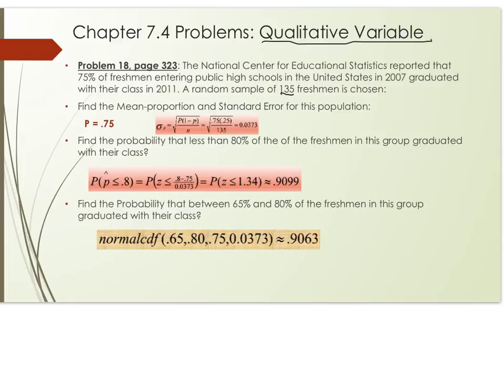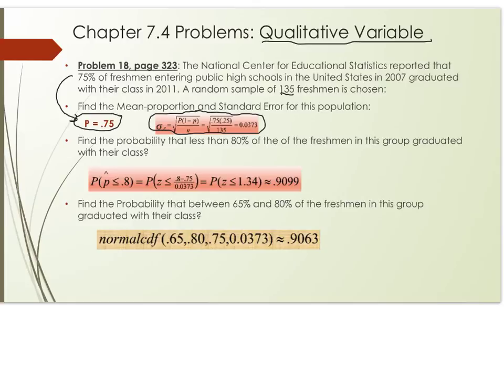Well, in this particular case, the mean proportion is P equal to 0.75. And the standard error, which is given by the formula in the book, is the square root of P times 1 minus P divided by the sample size n. So it's the square root of that, which in this case is 0.0373.